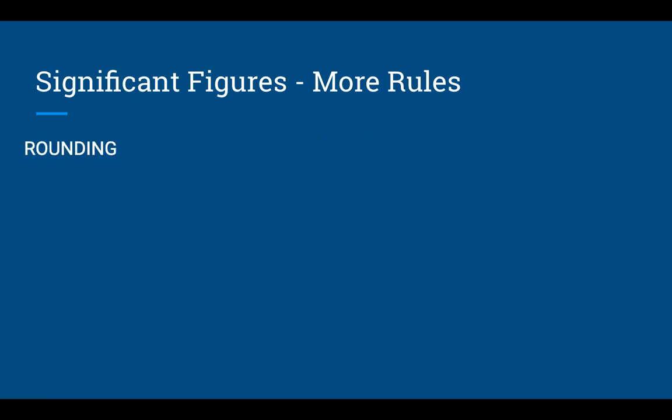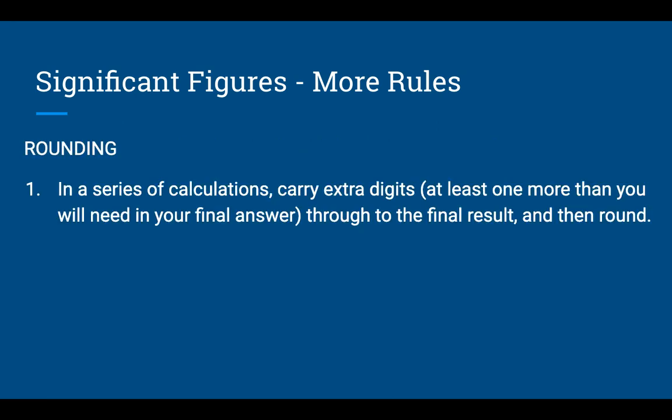Finally, let's just quickly review rounding. So you're doing a bunch of calculations. The first thing is to carry extra digits, at least 1 more than you need in your final answer. So carry that all through the final result and then round to the number of significant figures. If you round early, you risk the answer coming out wrong.